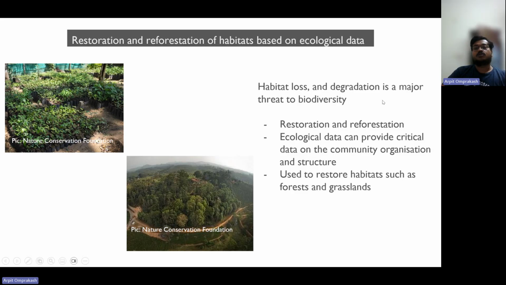Then we can use ecological data to provide critical information on what trees need to be planted, where they need to be planted, and so on. And we can use that to restore habitats such as forests and grasslands.